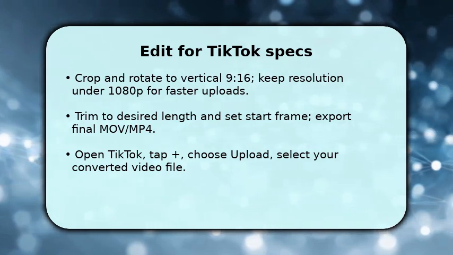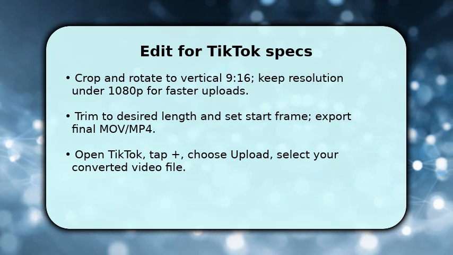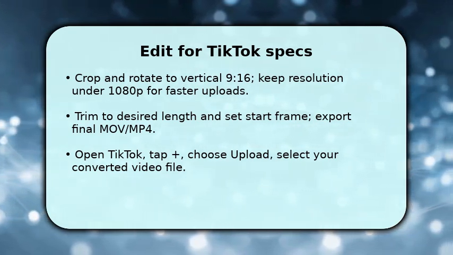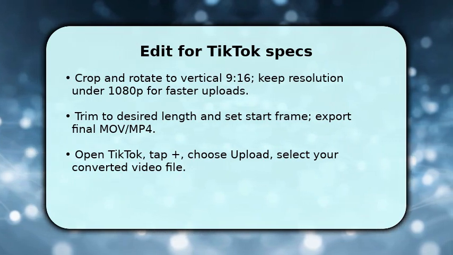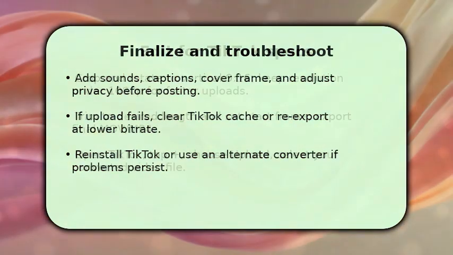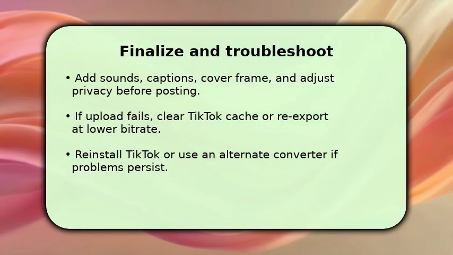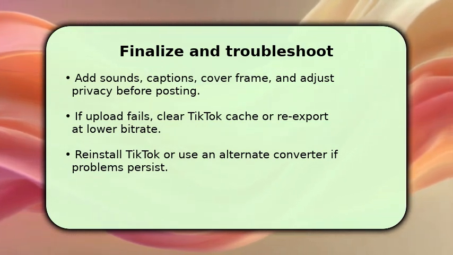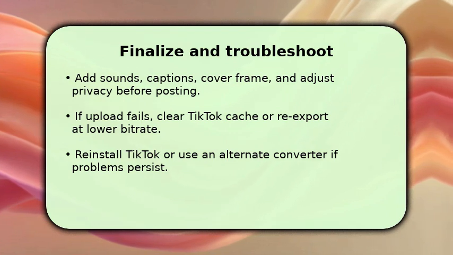After exporting the finalized MOV or MP4, open TikTok, hit the plus sign, choose Upload, and select that converted file to continue. You're at the finish line. Add audio, captions, and a cover frame, then choose privacy and post settings before you publish. Make sure captions and stickers don't obscure the subject.